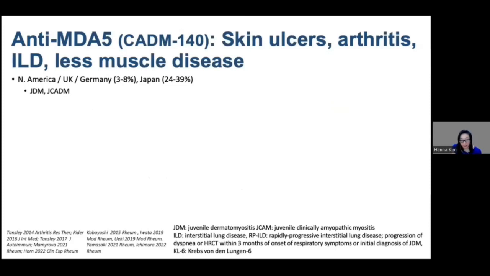Anti-MDA5 is the next most common myositis-specific autoantibody group. This is present in 3 to 8% of North American and European cohorts. And this is the MSA group with the most difference between different geographic locations in the world, because it's much more frequent in Japan or other East Asian nations at 24 to 39% frequency amongst juvenile myositis. It is seen in juvenile dermatomyositis and also clinically amyopathic dermatomyositis.